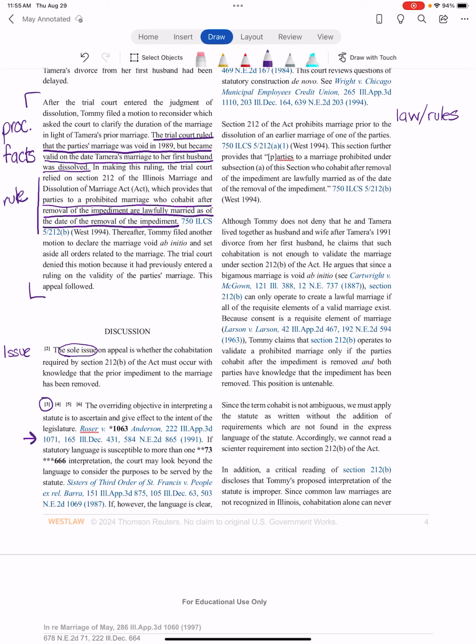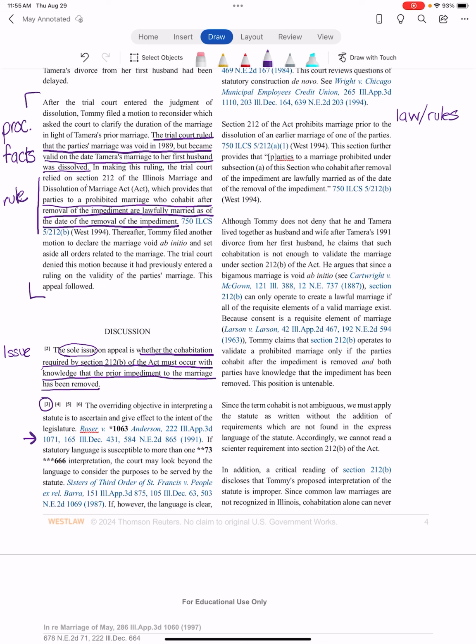Under the issue, I'm really trying to narrow down what is the legal question before the court. The legal question is whether the cohabitation piece required by that rule I just underlined above, right, whether that piece must occur with the knowledge that the prior impediment to the marriage has been removed.